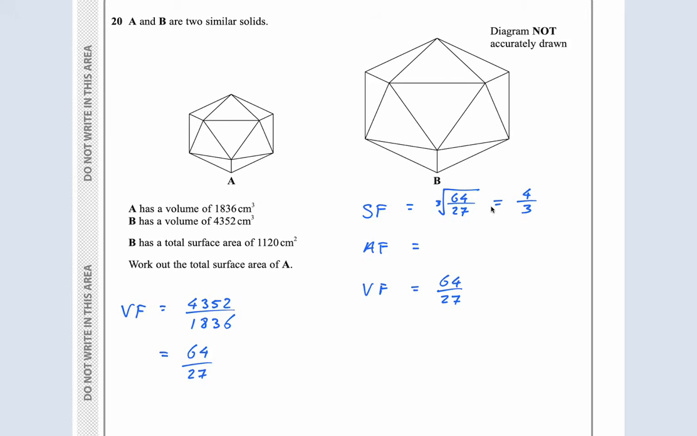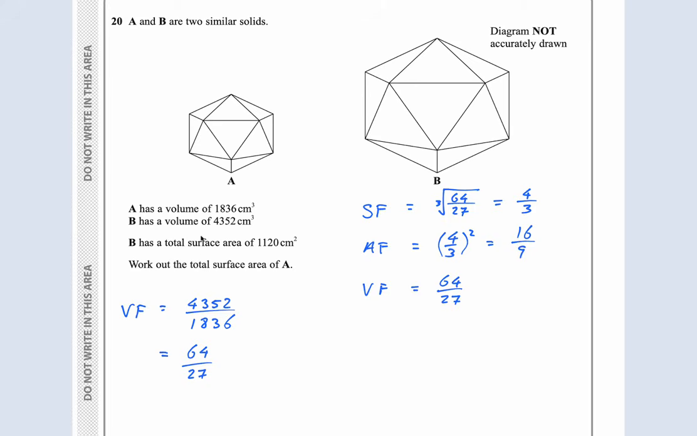Use your calculator if you don't believe me. Once I have the scale factor, I can get the area factor. The area factor is the scale factor squared. 4 squared is 16. 3 squared is 9. Now I have the area factor.